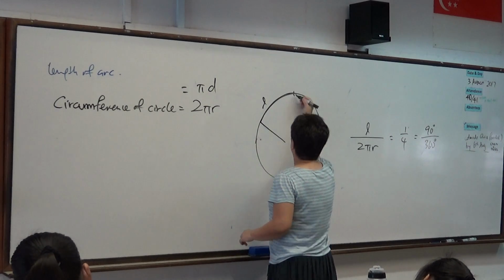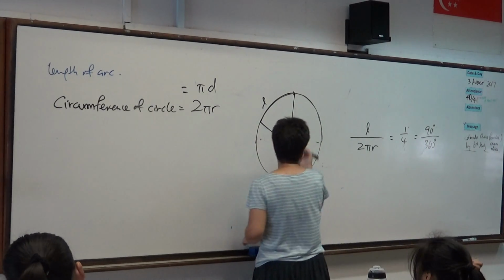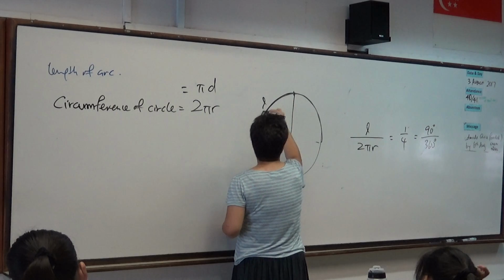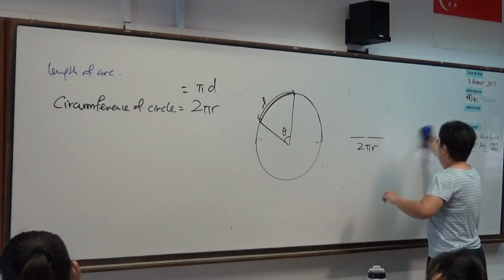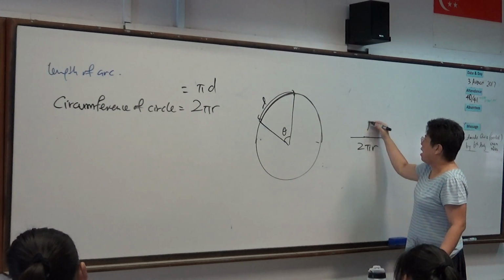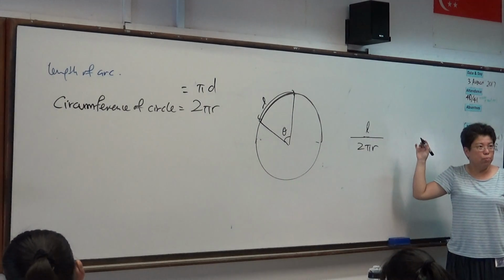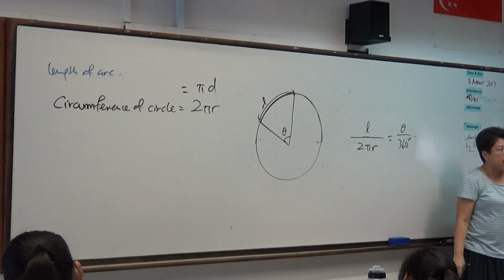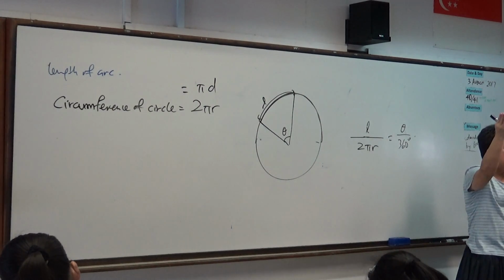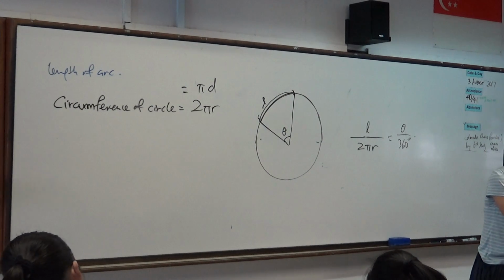What if I have something like that? This one is theta. I want to find this length. So theta over what? Not theta. L over 2 pi r must be what? Theta over 360. They are proportional, right? Do you agree that the arc length is proportional to the angle that is subtended at the center?